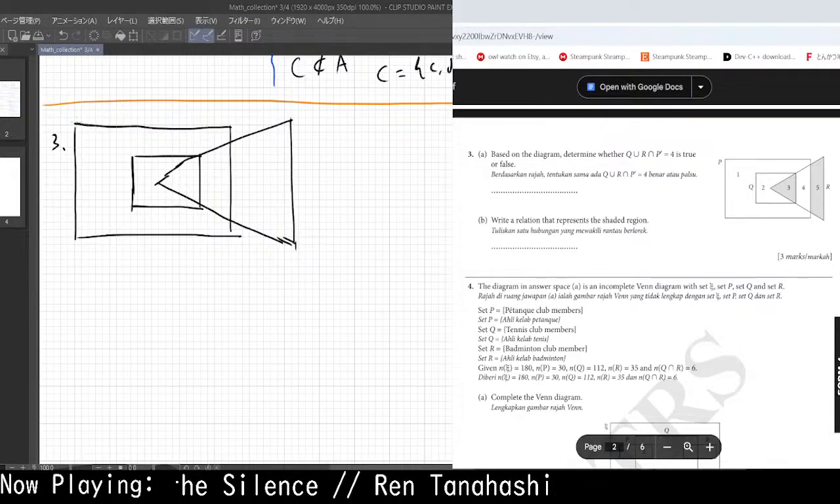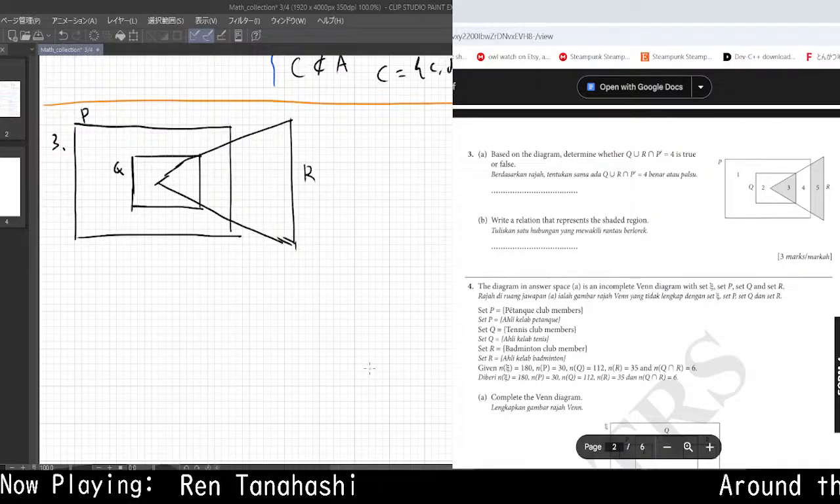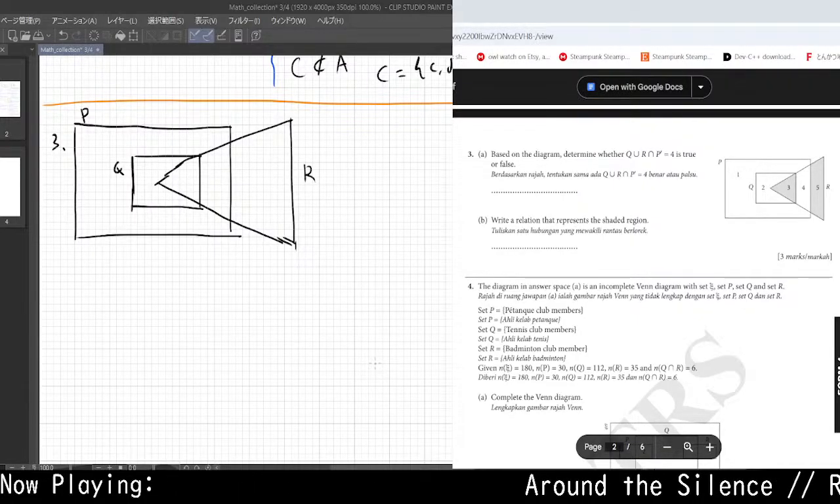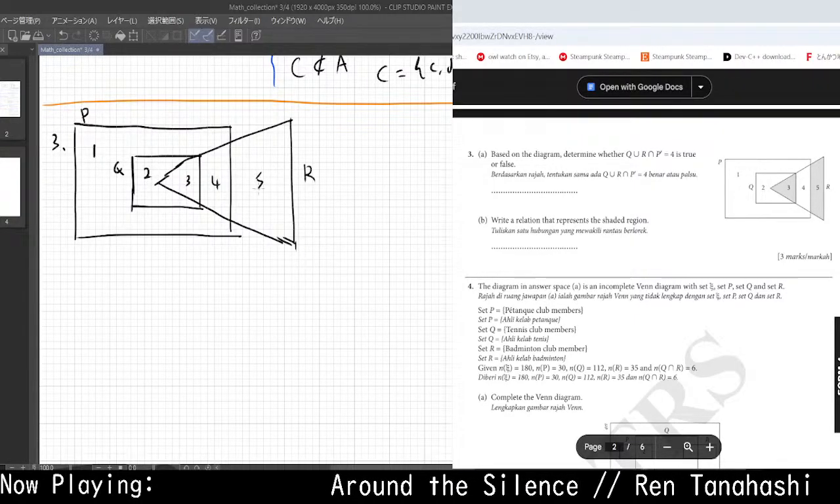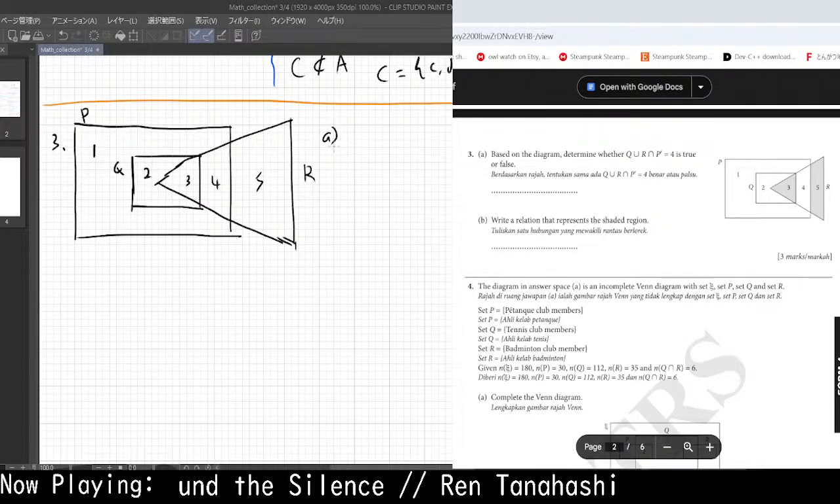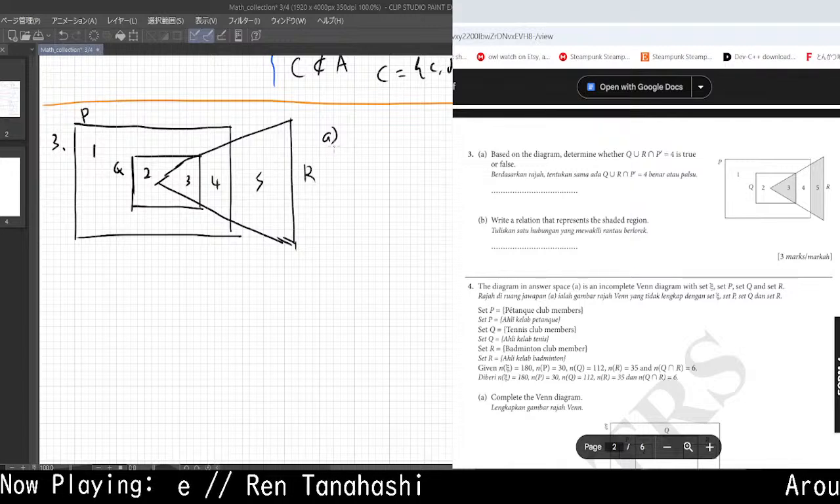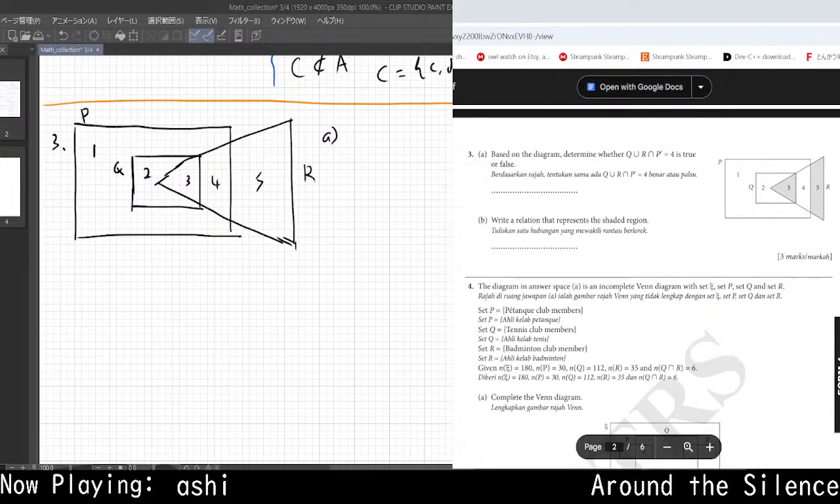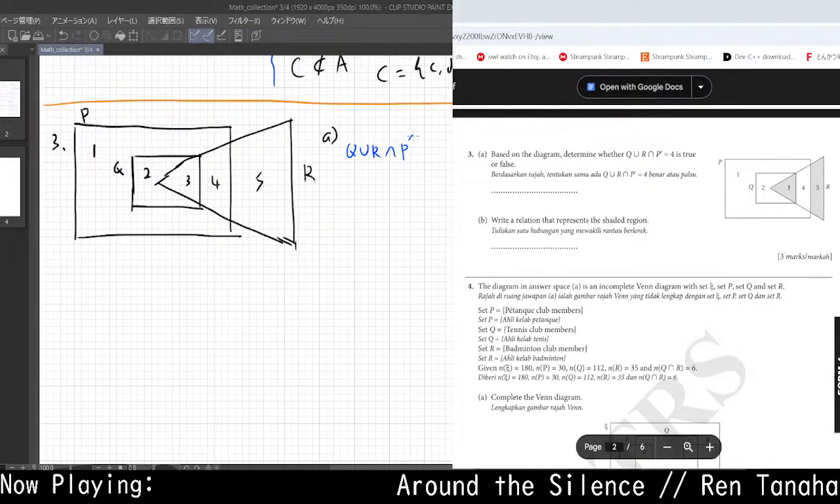Okay, so you have P, you have Q, and you have R. P is a big rectangle, Q is a small rectangle, R is the entire triangle. So we have the numbers 1, 2, 3, 4, 5. So part A asks us whether Q union R and P prime equals 4 is true or false. Okay, so let's look at where this is. Q union R and P prime.